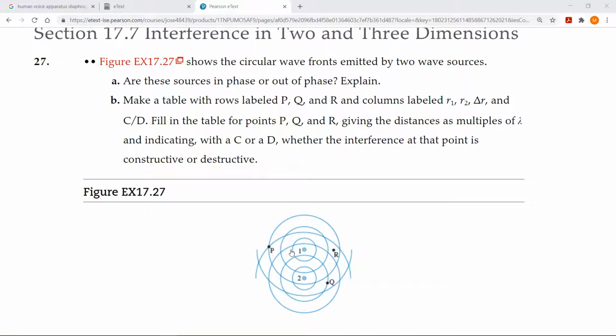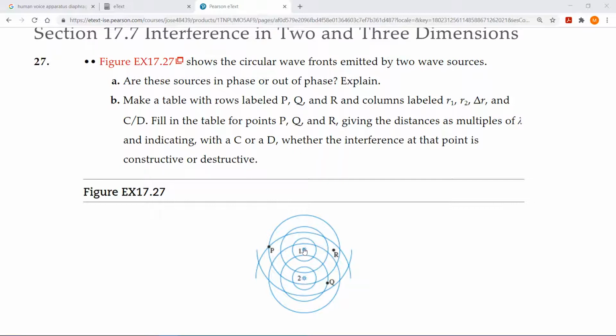Since these sources are in the same medium, the ripples coming out of source 2 travel at the same speed as the ripples coming out of source 1. So look at the distance between this innermost ripple and source 2. That distance is the same as the radius of the innermost ripple around source 1. If those two radii are the same and the speed is the same, then the time it took for the ripples to get here from each source is also the same.